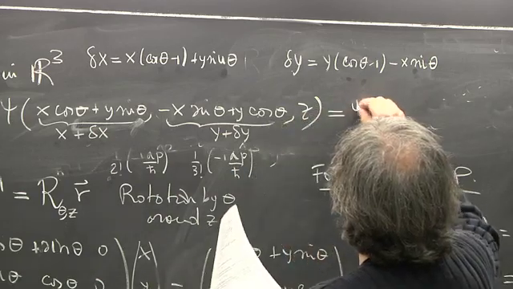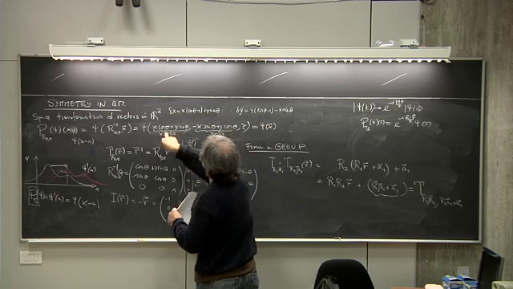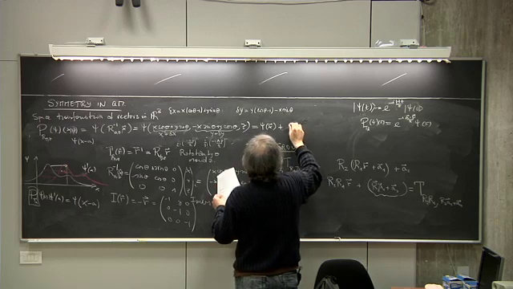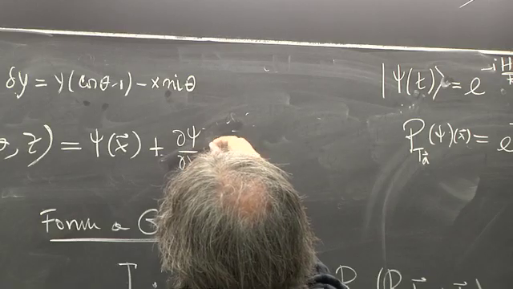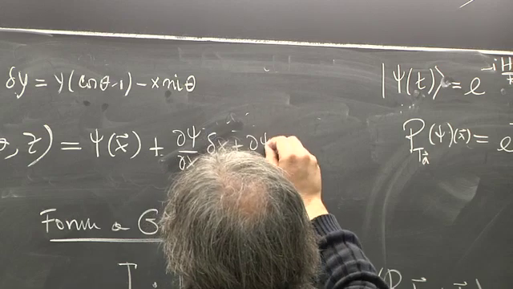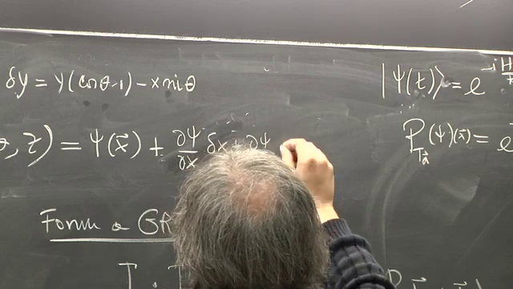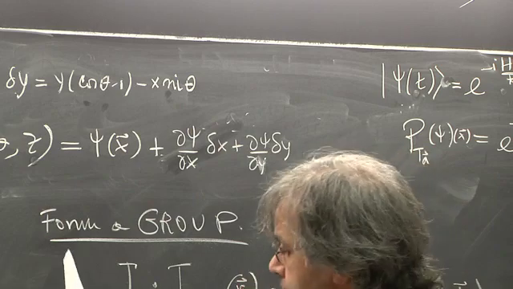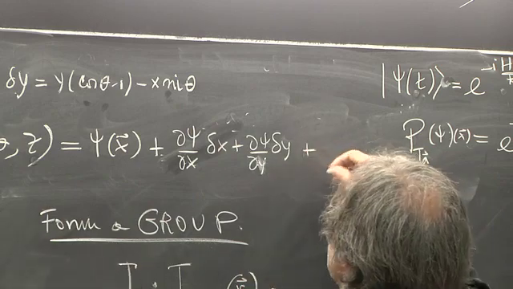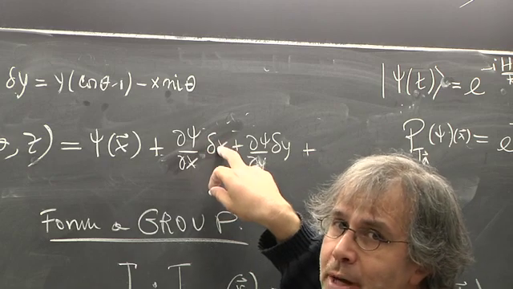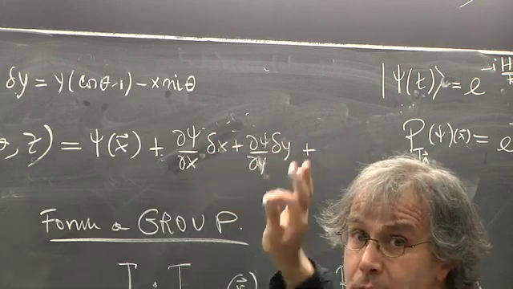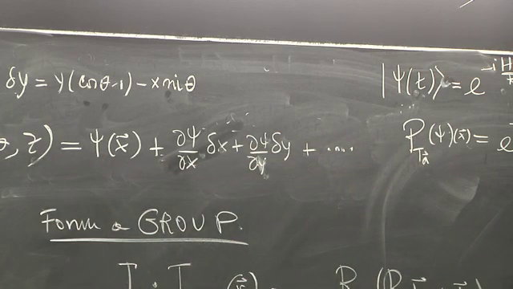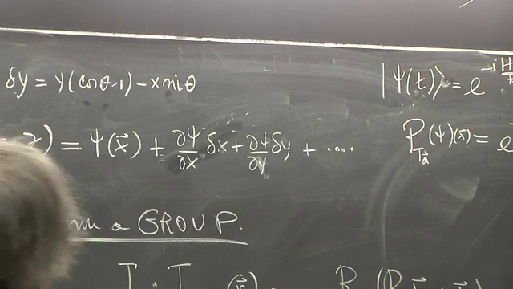And this expansion starts with psi of x, the function at the point x, y, and z, plus the derivative of psi with respect to x times delta x, plus the derivative of psi with respect to y times delta y. There is no derivative in z, so I just don't write it. Then I would have other terms, obviously: second derivative times delta x squared, plus mixed terms. Other things, which I don't even write, but you know that they should be there. Let us calculate this first.